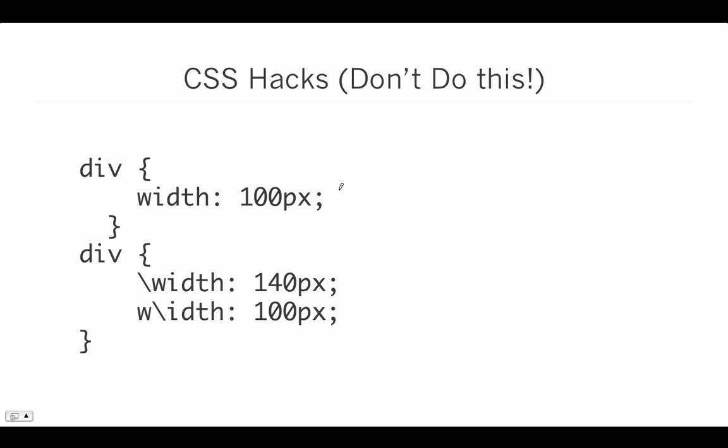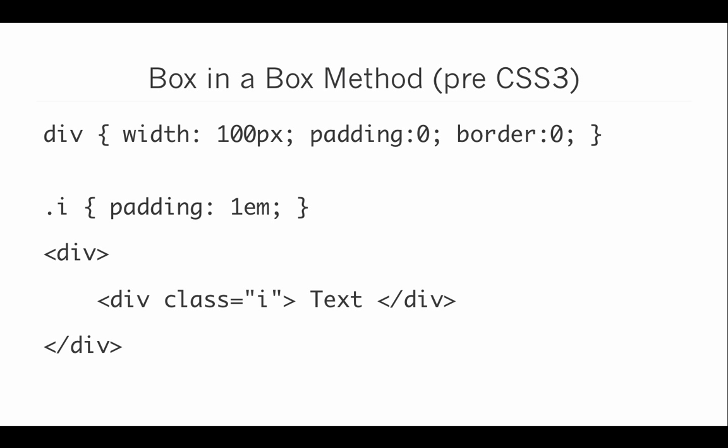So these are some CSS hacks. Someone figured out that some browsers would ignore the slash before the word width, and other ones would not, and this would allow you to set different widths for the same element, and one browser would use one width statement and the other would use another. However, this is messy. It creates validation errors in your CSS, so you never really want to do it this way.